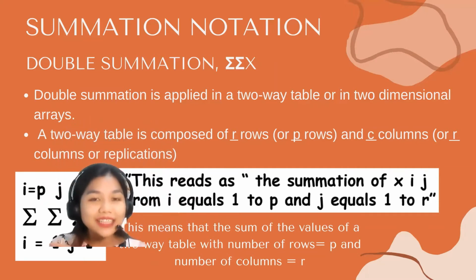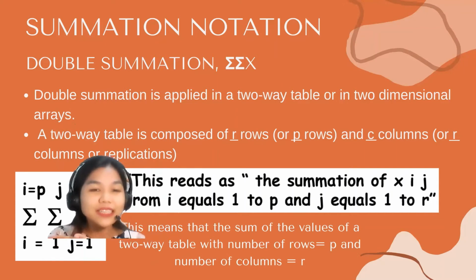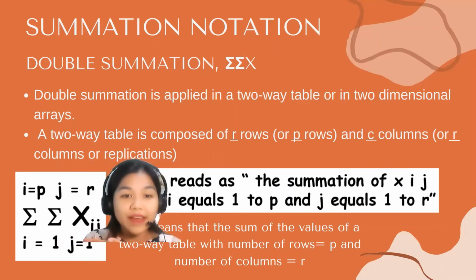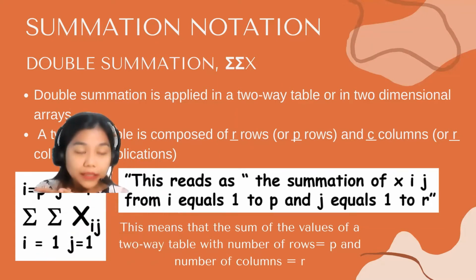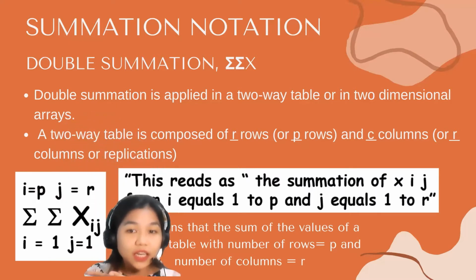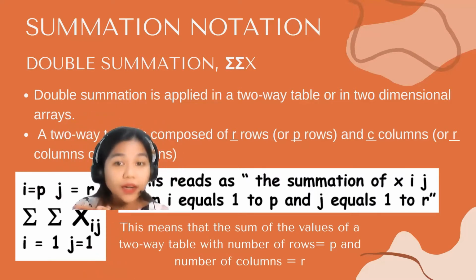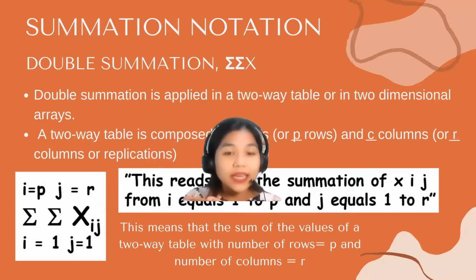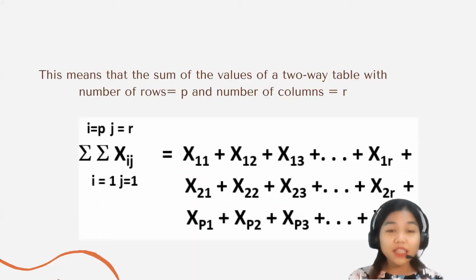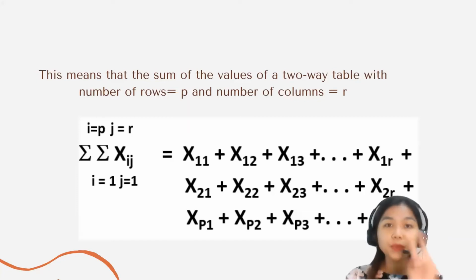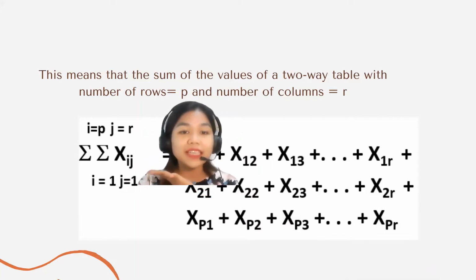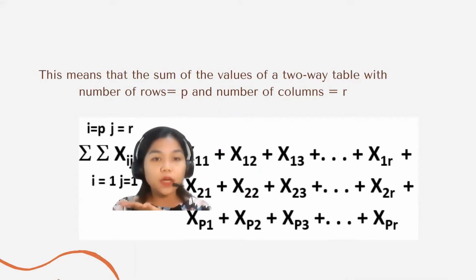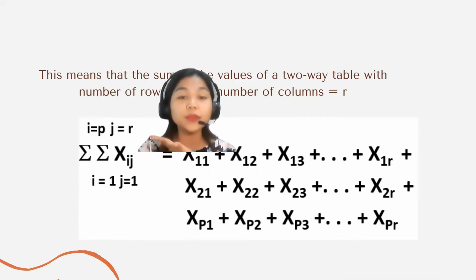Now let's try to read this properly or statistically. This can be read as the summation of Xij from i equals 1 to P rows, and j equals 1 to R columns. And another thing, this also means that the sum of the values of the two-way table with P rows and R columns could be read as summation of Xij from i equals 1 to P and j equals 1 to R.